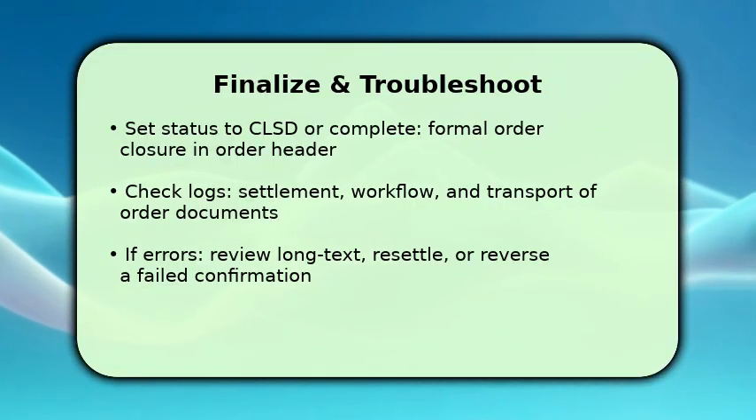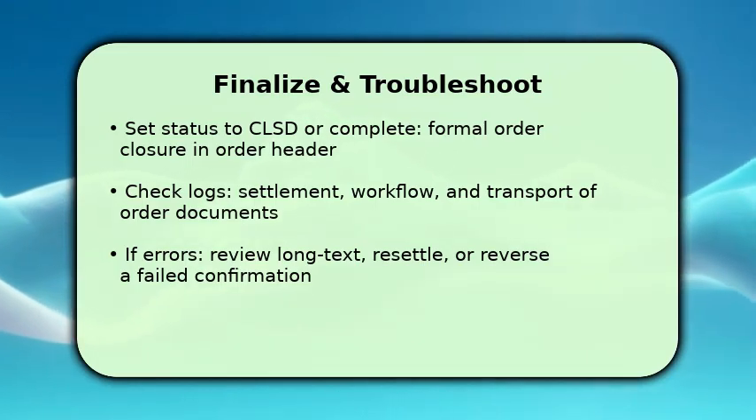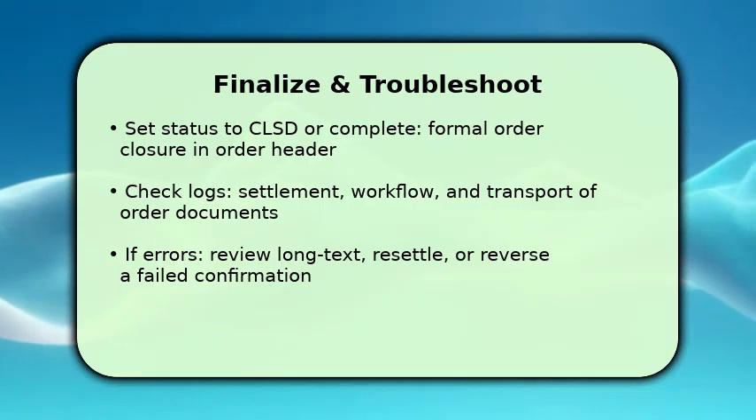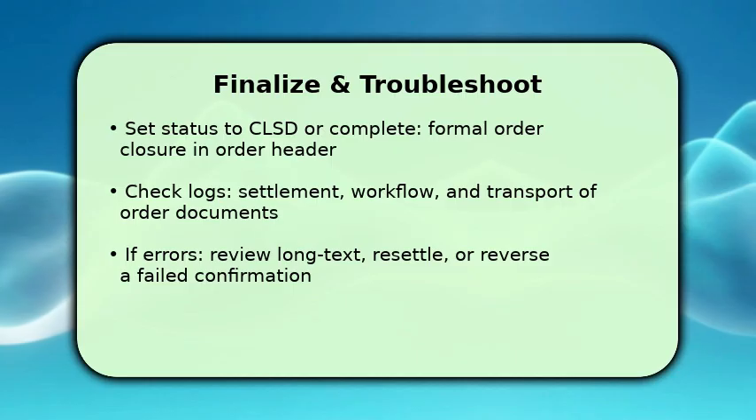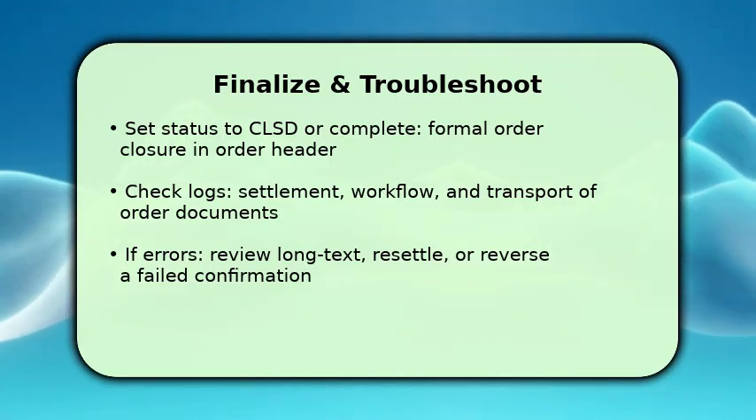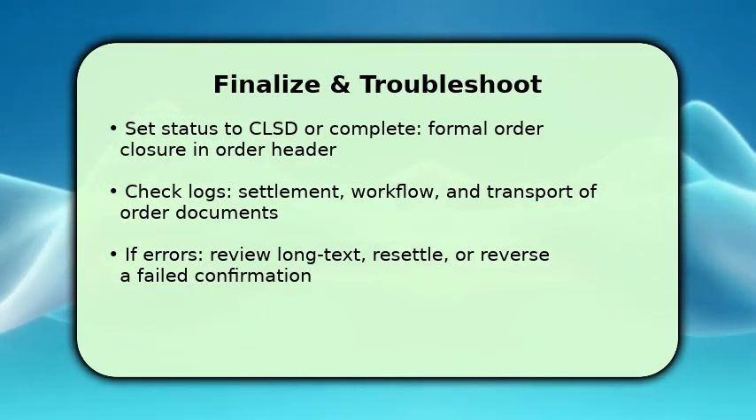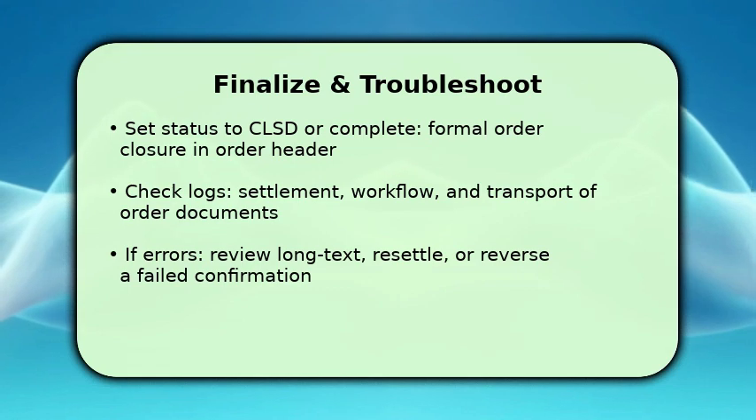If you hit errors, troubleshoot by checking error messages, reviewing long text or change logs, and rerunning settlement or reversing the last confirmation if it caused mismatched costs. One key tip: if settlement fails, correct the cost object and resubmit KO88 rather than skipping the settlement step.